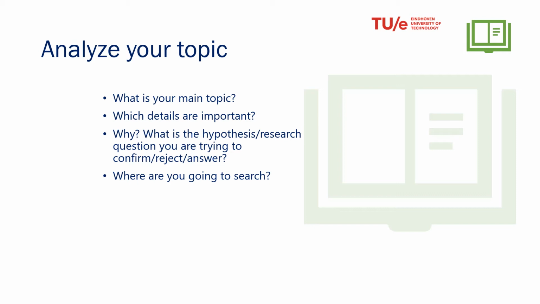First of all, you need to describe your main subject, which you should write down briefly in 20 to 50 words. Then you determine which details or subtopics are important for your research. Start thinking about your hypothesis. Why do you want to research this subject and these details? Finally, you decide in which databases you are going to search. Remember that library search is a good starting point.